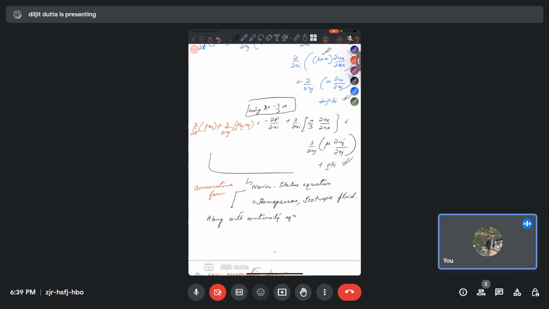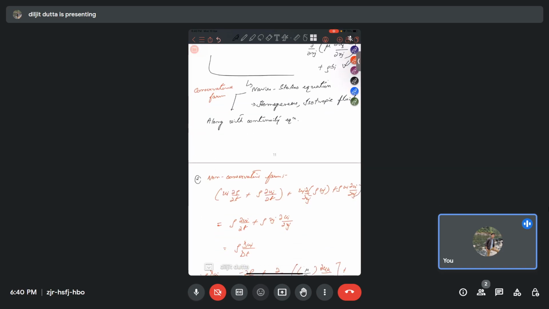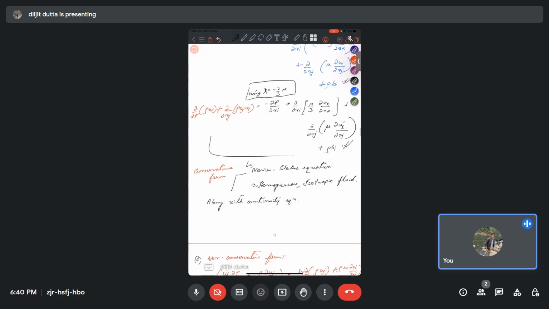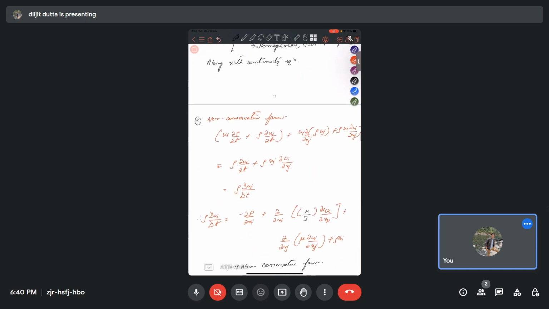This equation is called the Navier-Stokes equation, along with the continuity equation. It is valid for a homogeneous and isotropic fluid, where the fluid is Newtonian, and it also follows the Stokesian hypothesis. The Navier-Stokes equation can be written in two forms. One is the non-conservative form and the other is the conservative form. So how do we write the non-conservative form?